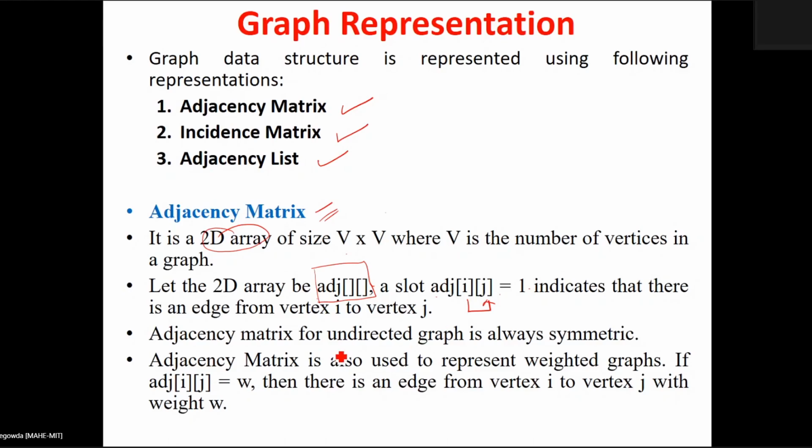The adjacency matrix for an undirected graph is always symmetric. If you consider an undirected graph, the matrix is always symmetric. You'll see this later through an example. The adjacency matrix is also used to represent weighted graphs. As I told you, the weight can be any metric. It can be a cost, a distance, or a propagation delay.